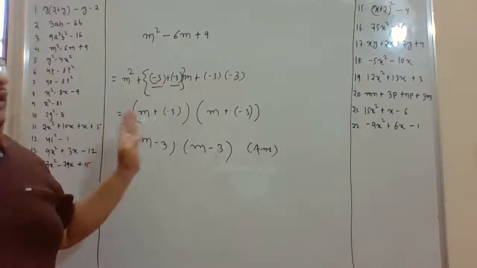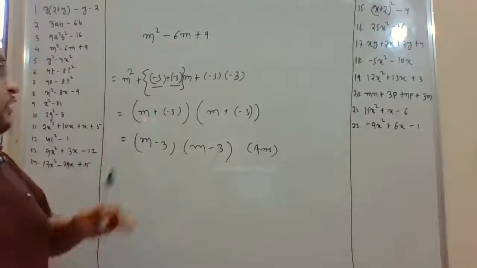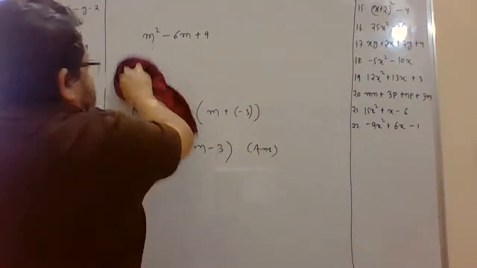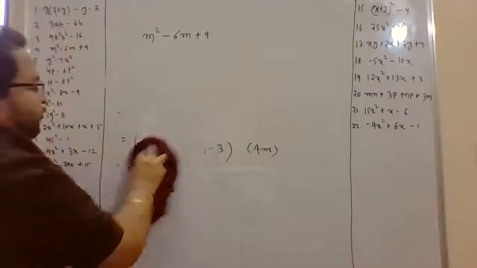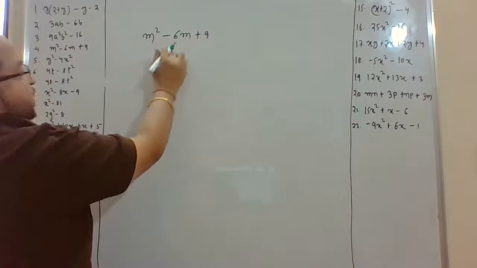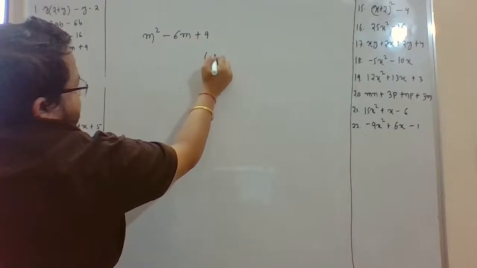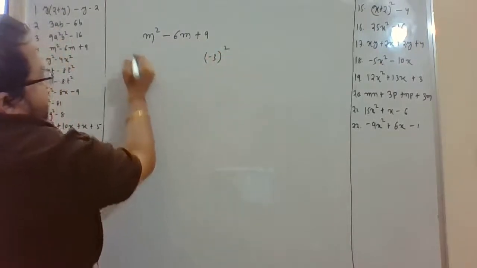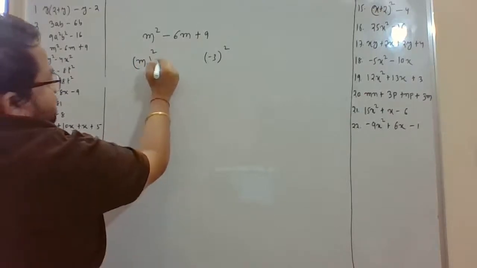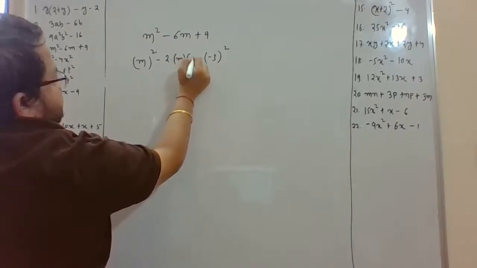Now, can I solve it using some other ways? Absolutely yes. So let us see what other ways we can solve this problem. If you notice here, this problem also is of the form a square minus 2ab plus b square. How? So 9 can be written as minus 3 square, right? The first term is nothing but square of m, right? Minus 2, a here is m, b here is minus 3.